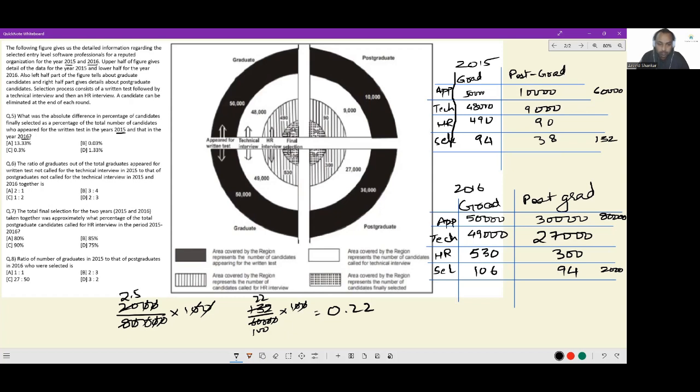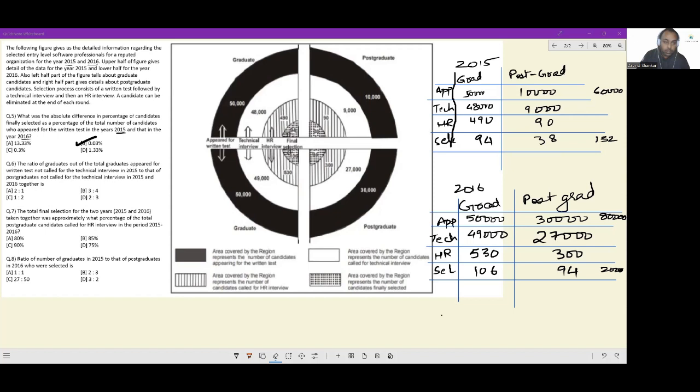I have made a terrible mistake. It is not 2.5, it is not 2000, it is 200 people only. So it should be 0.25. I have 0.22 here, I have 0.25 here. So the difference has to be 0.03%. So the absolute difference has to be option B, 0.03%. Okay, 1 minute.